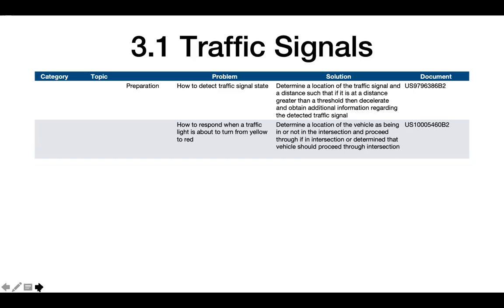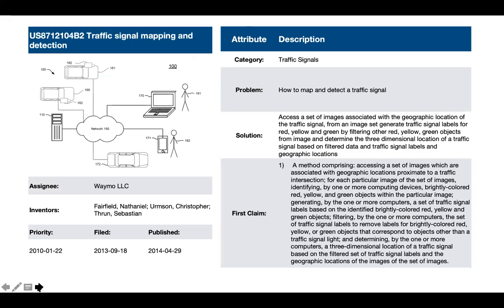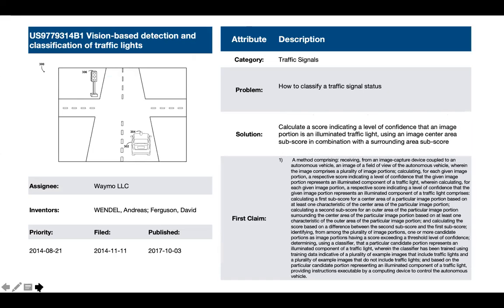And the final one, how do I respond when the traffic light is about to turn from yellow to red? That is a very interesting problem to solve. Determine the location of the vehicle as being in or not in the intersection, and proceed through the intersection if it's determined that you are in the intersection and it just turned yellow. That's how we all act when we see a yellow light, just like that. Okay, that is the traffic signals section.